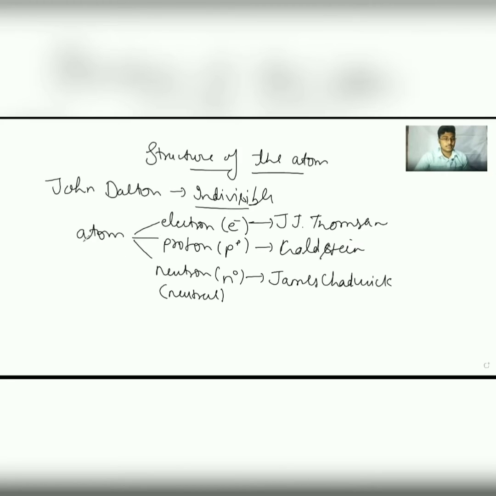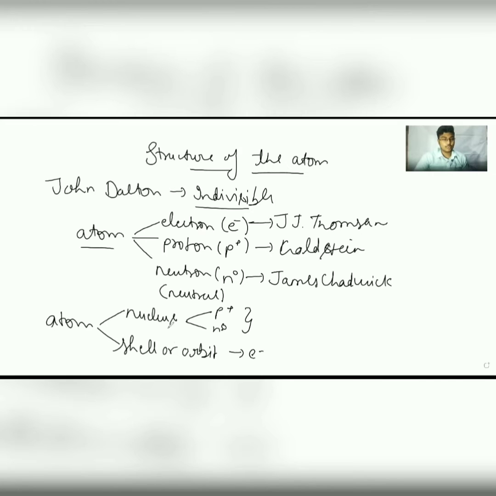These particles exist in an atom in specific regions. So, according to this, atom is divided into two main parts. One is nucleus and another one is shell, or also called orbit. Shell or orbit contains electrons, and nucleus contains two subatomic particles. One is proton and another one is neutron. Proton containing positive charge and neutron containing no charge.